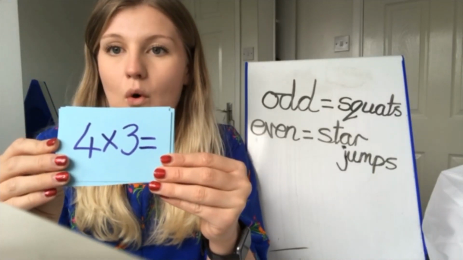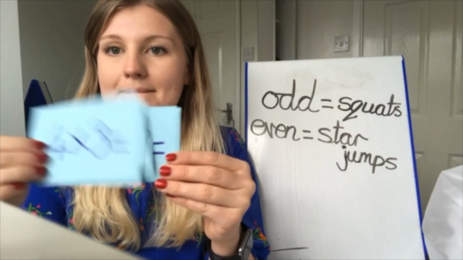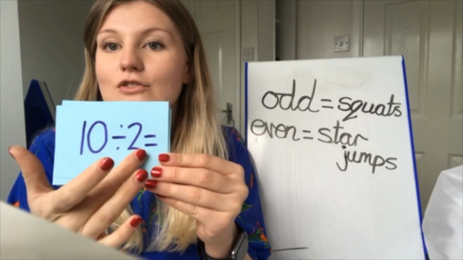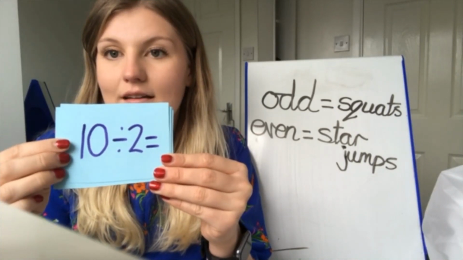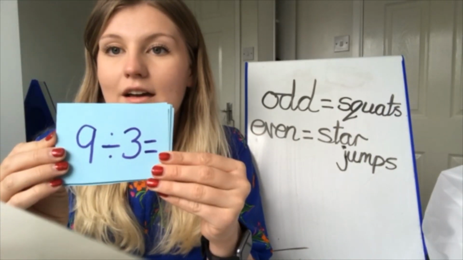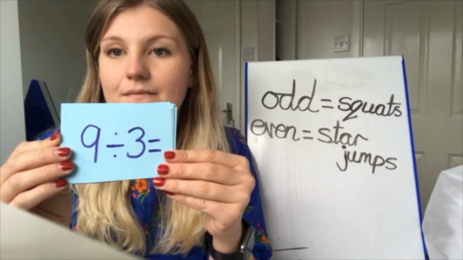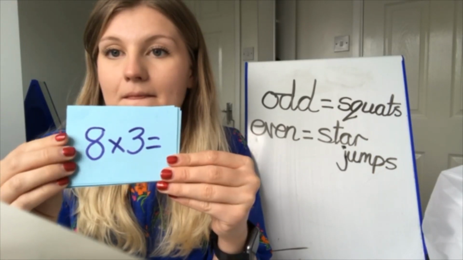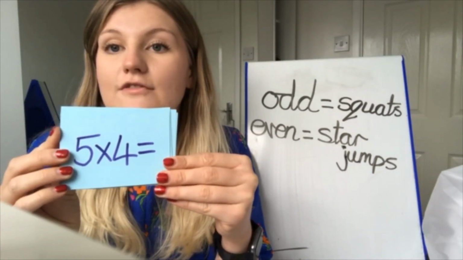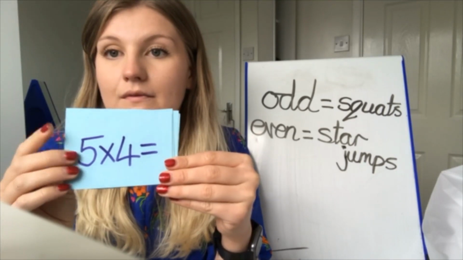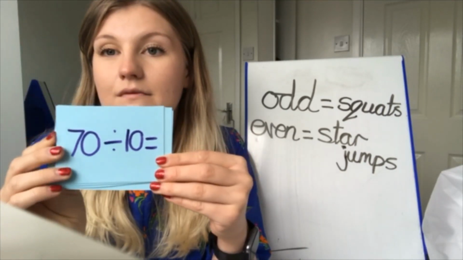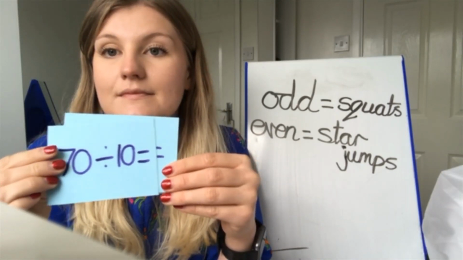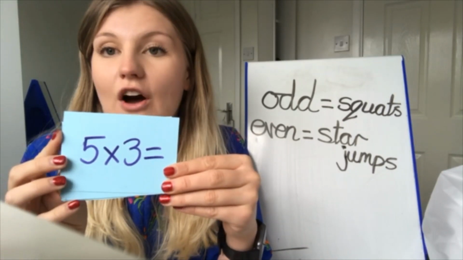3 times 4. 10 divided by 2. Remember, counting your 2's until you get to 10 and that will give you the answer. 9 divided by 3. 8 times 3. 5 times 4. 70 divided by 10. 5 times 3.